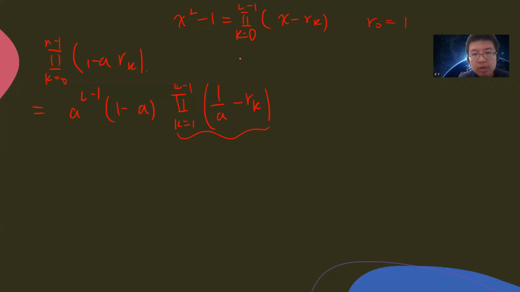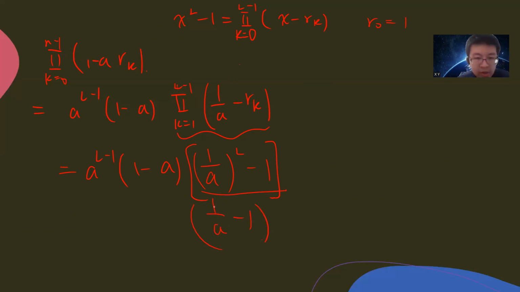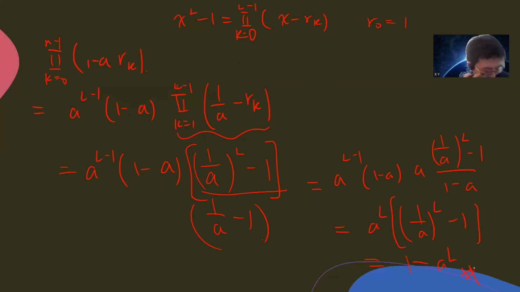Since we have this, we can just plug it in. We get a to the L minus 1, and then plugging in 1 over a, we get 1 over a to the L minus 1, divided by 1 over a minus r_0, which equals 1 over a minus 1. So this is a to the L times 1 over a to the L minus 1, times 1 minus a. So yes, this is the first proof.